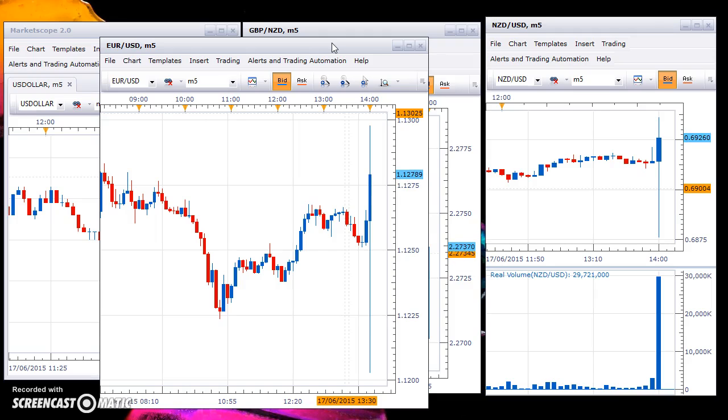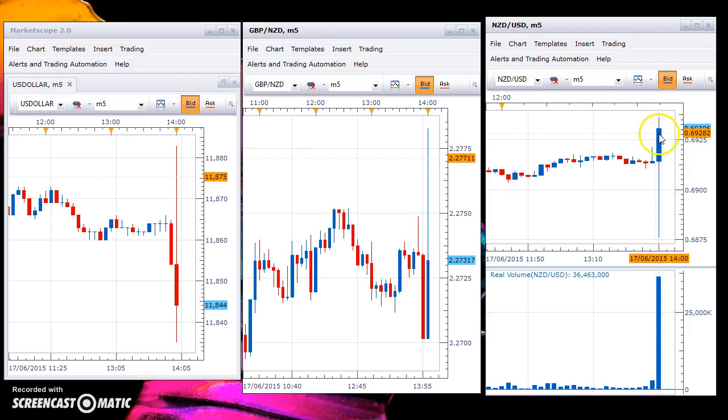The S&P 500 chart off screen is shooting up from about 2085 to 2100 and past. The Euro USD, again, possibly bullish. To wait and see. Kiwi USD here on the right hand side. Pound Kiwi, not sure what it's doing. US dollar, bearish for now.